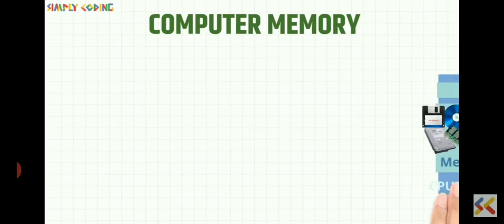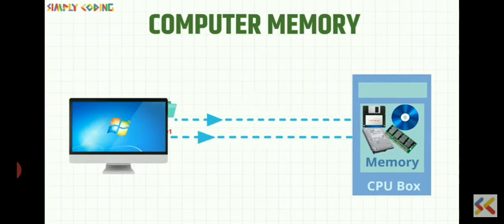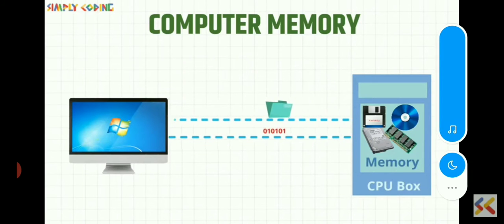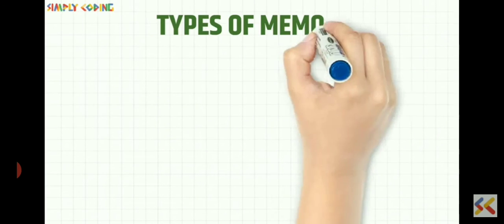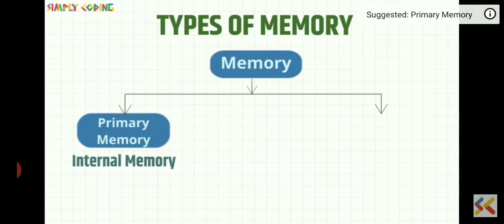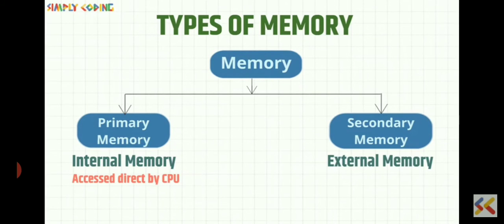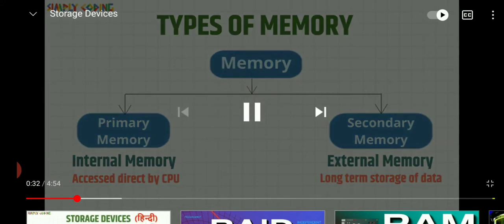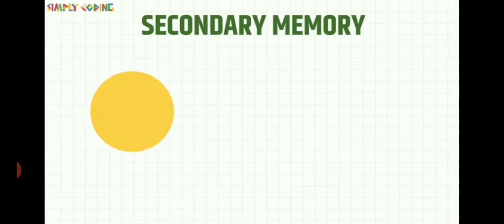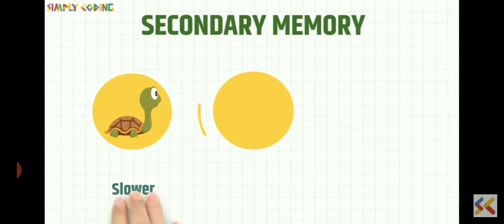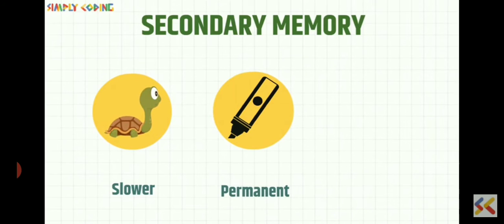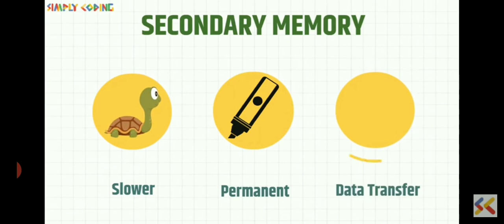Computer memory is the storage area of the computer. It is any kind of hardware which stores data and instructions for the computer. They are classified into two types: primary or internal memory and secondary or external memory. While the primary memory is accessed directly by the CPU, secondary memory is backup memory used for long-term storage of data. Its key characteristics are: it is slower than the primary memory, and data stored is permanent, so it is used for storage and backup. It helps in transferring data from one computer to another.